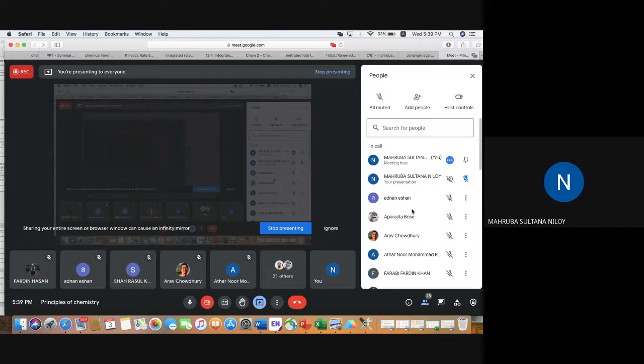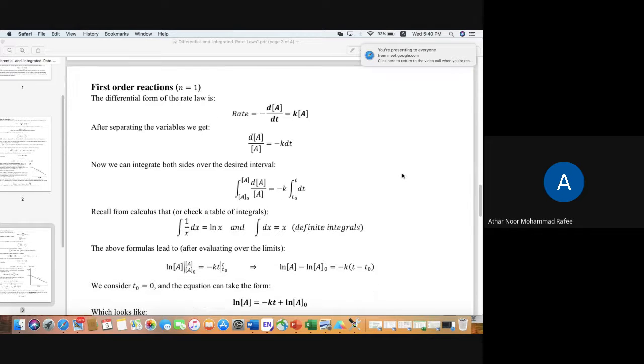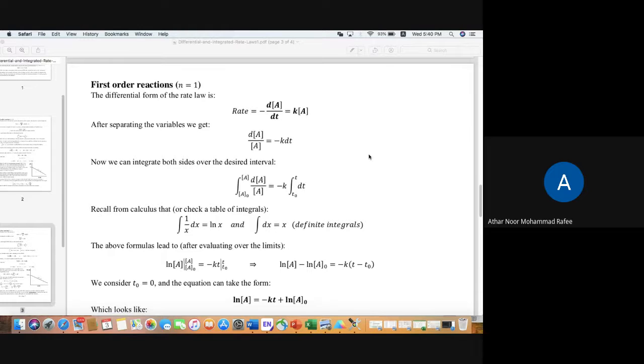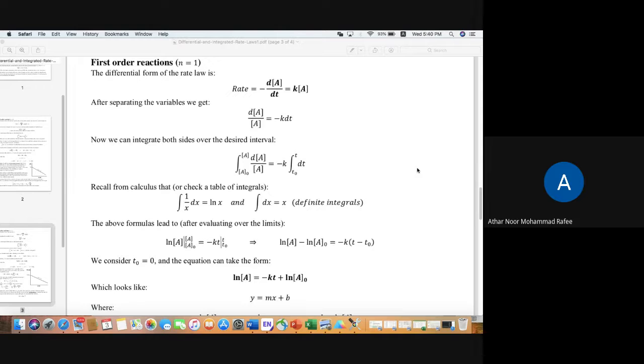Akhtar Nur Muhammad. Yes, sir. Could you please explain the integrated rate law for the first order reaction? Yes, sir. First, we know that it's a first order reaction, so the power of A will be 1. After rearranging, we get dA by A equals kt, where k is the rate constant. Now we integrate both sides and put the limits, and we get ln A from the left side, and from the right side, we get kt.